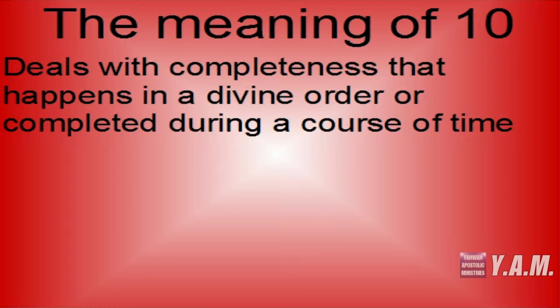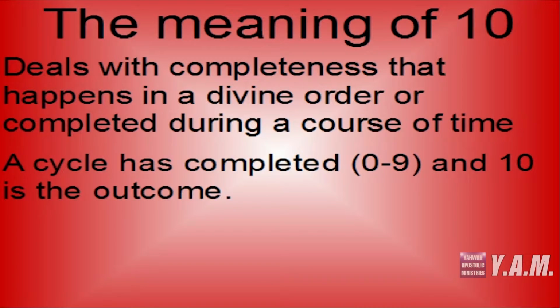We saw a couple meanings, two meanings. Ten deals with completeness. That happens in the divine order, or complete course of time. It means a cycle has completed, 0 through 9, and 10 is the outcome. You go from 0 to 9, you start all over again, with a 0 at the end, but a 1 in front of it. Of course we all know that. We can all count to 10 and so on.